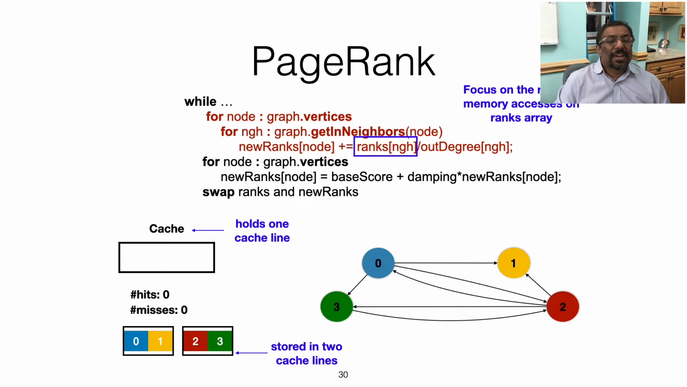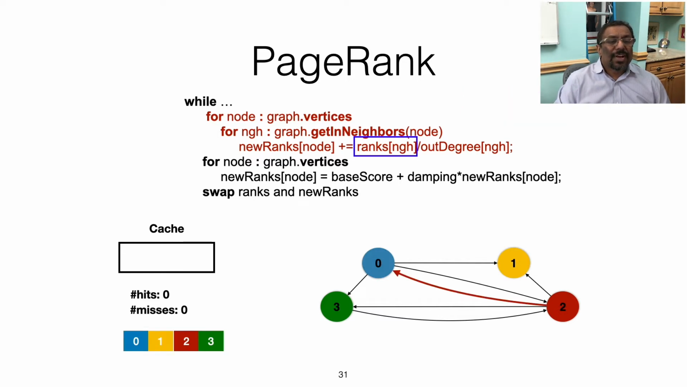So now let's simulate this algorithm. The first thing we have to do is vertex 0 needs to read from vertex 2, so that goes to the cache. That's a cache miss. Then vertex 1 needs to read from vertex 0, so that goes to a cache line, and I'll get a cache miss. Then vertex 1 reads from vertex 2, so that goes to a cache line in here.